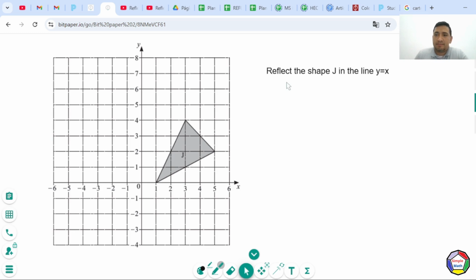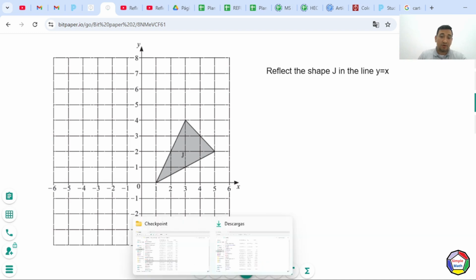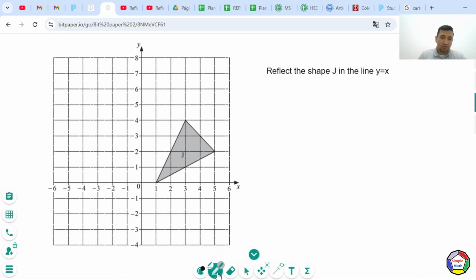As I told you, this is the second example. The instruction is reflect the shape J in the line y equals x. As I told before, y equals x means a diagonal that goes through the point 0, comma 0, right? So I'm going to draw my reflection line. Yes, this is my reflection line. Let me draw it like this. This is my mirror, okay?